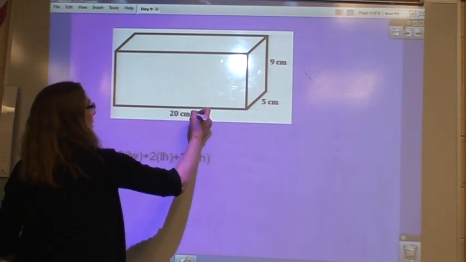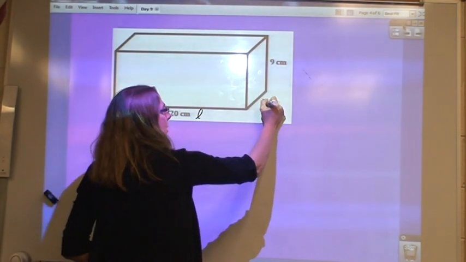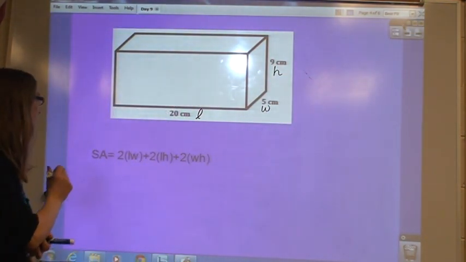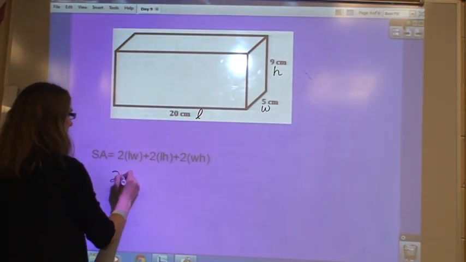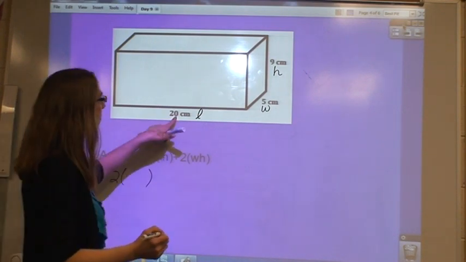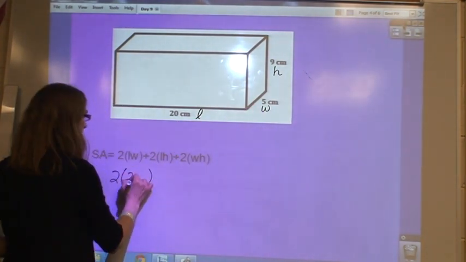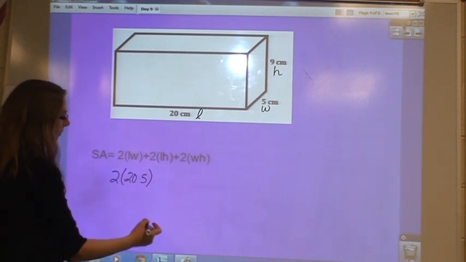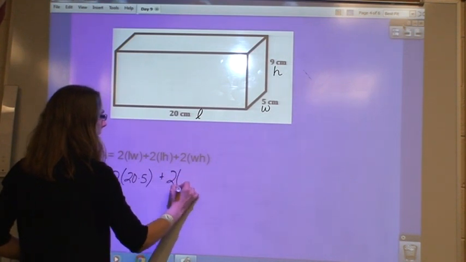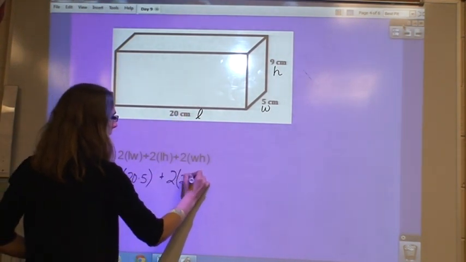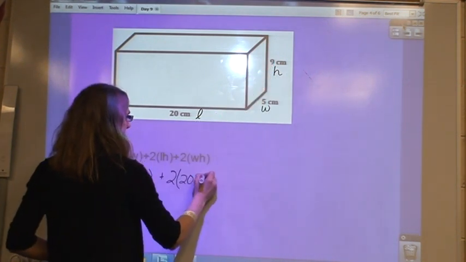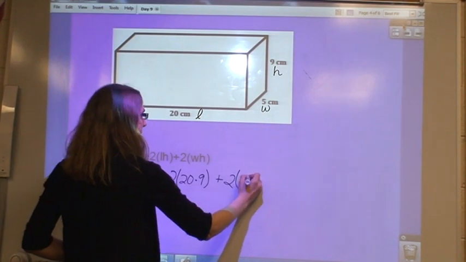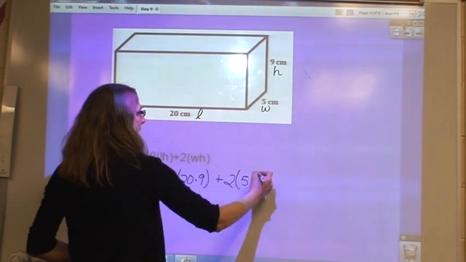So I'm going to go ahead and label these again. I'm going to call this the length. I'm going to call this the width, because that's how deep it is, and I'm going to call this the height. So if I want to use this formula, I have 2 times, and then the length times the width, so 20 and 5. This is just like algebra. I'm now substituting 20 for L and 5 for W. 2 times, now I'm going to put 20 in for L and 9 in for the height. And then I'm going to put 5 in for W and 9 in for the height.